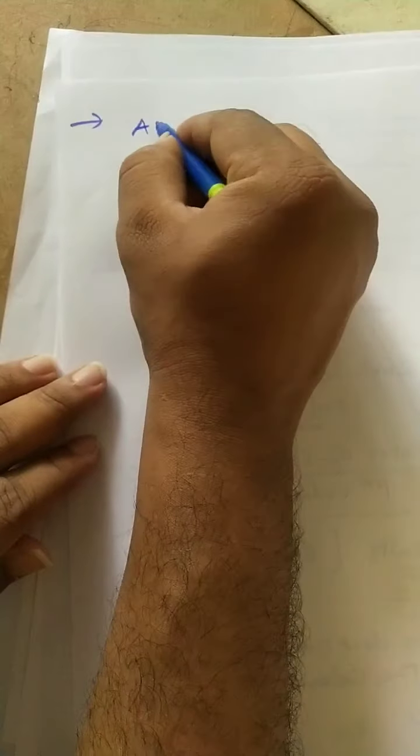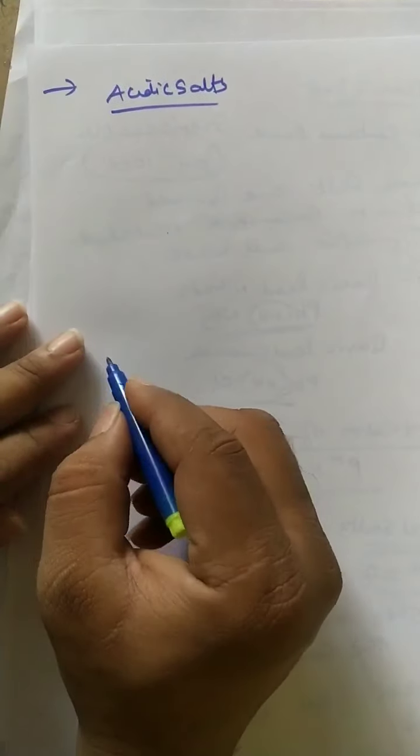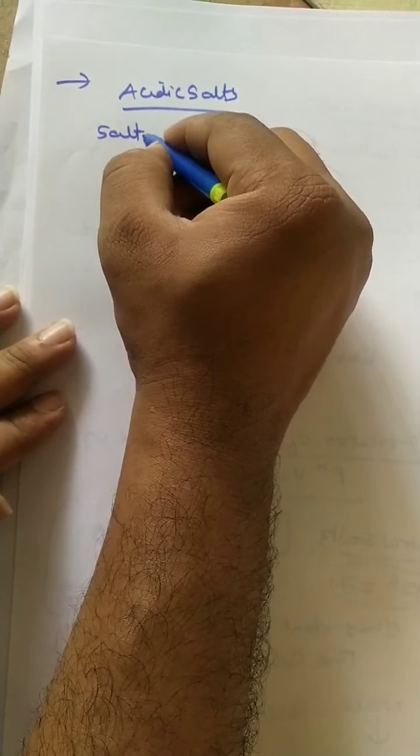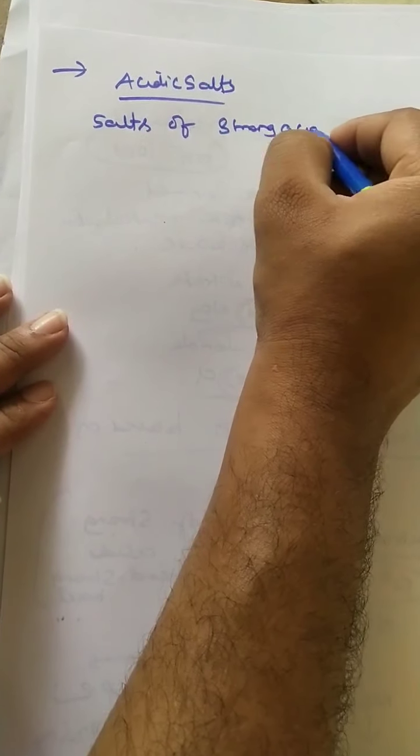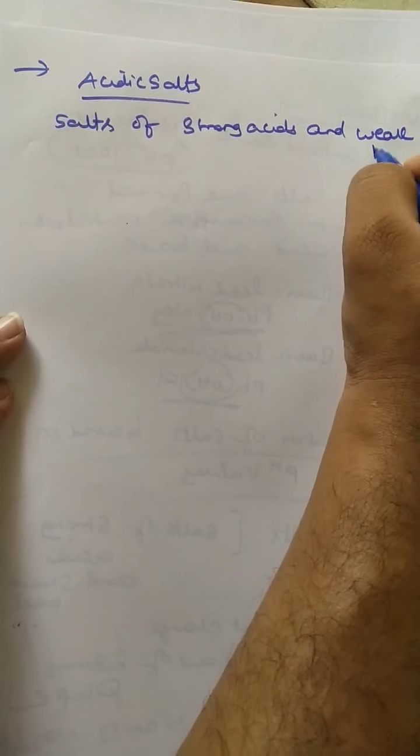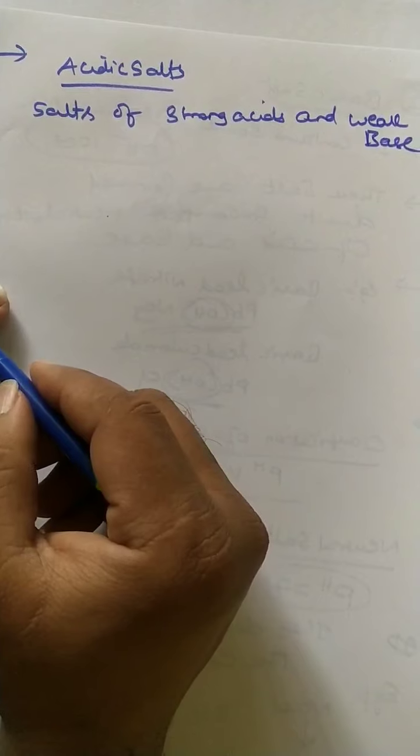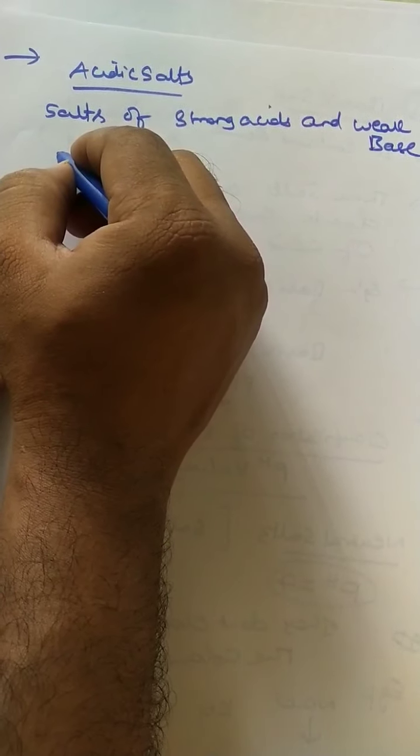Next, coming to the other salts, acidic salts. Other category, acidic salts. How can you define these? These are the salts of strong acids and weak bases. When a strong acid is treated with a weak base, an acidic salt is formed. So acidic salt, in the name itself, is slightly acidic.